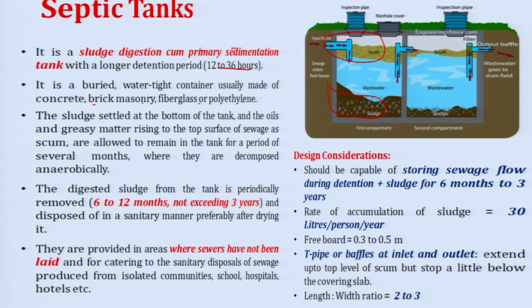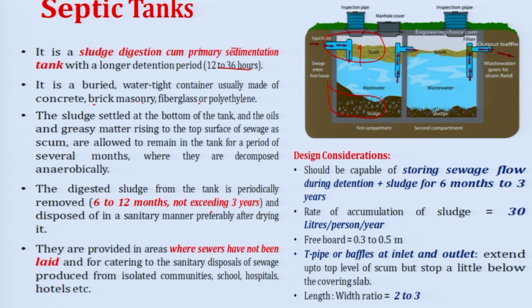The digested sludge from the tank is periodically removed, 6 to 12 months, not exceeding 3 years, and disposed of in a sanitary manner, preferably after drying it. जो आपका सेप्टिक टैंक में, frankly speaking, आपको generally human excreta आता है, राइट. तो human excreta है, आपने डाल दिया, आप सेटल हो रहे हैं, that is going to happen anaerobically most of the time. तो आपने किया, उसके बाद स्लज सेटल हो गया, जो oily greasy material है वो ऊपर चला गया and those are going to remain for a long time. मतलब 6 महीने में या 12 महीने में, around 3 years में भी आप उसको क्लीन करा सकते हैं.